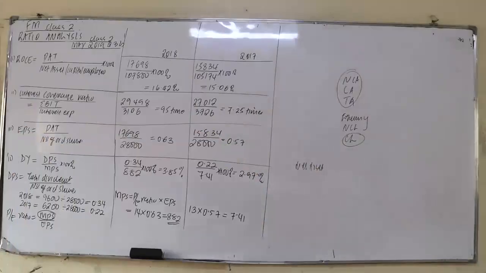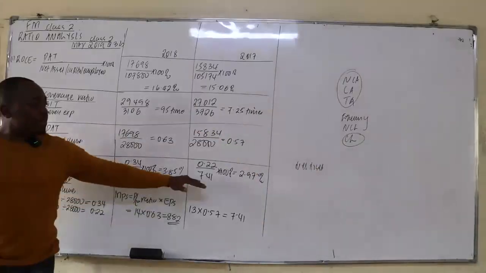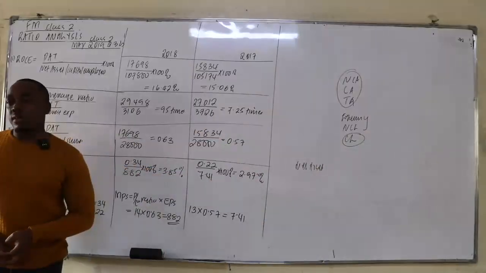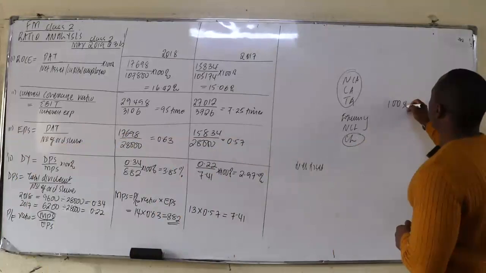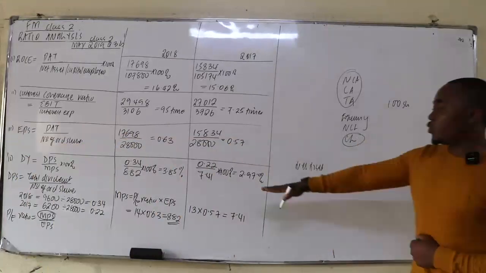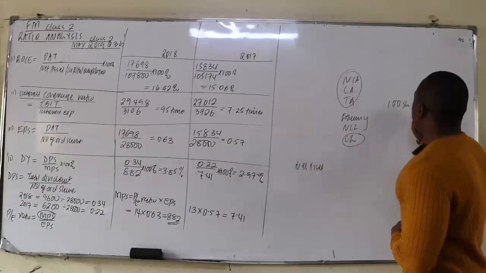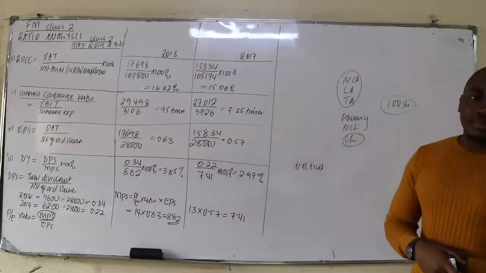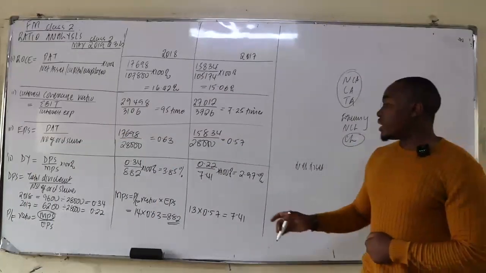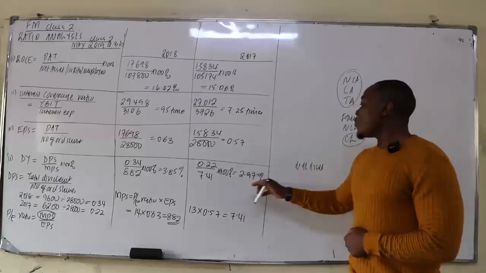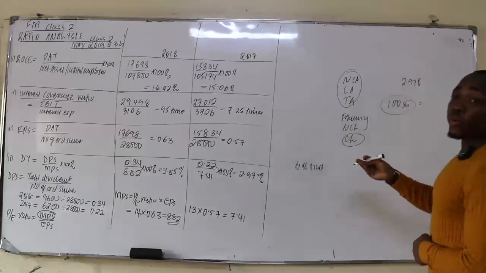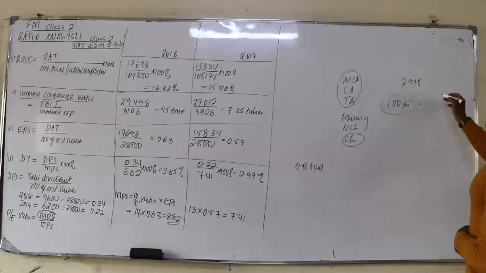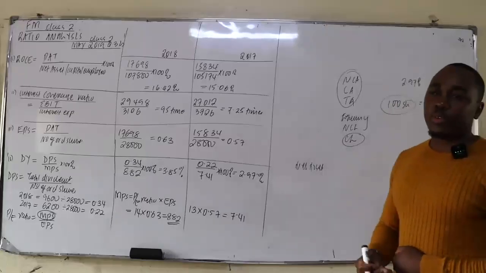So in short, it's trying to say that if the market price is 7.41, let me give you 100 shillings. If you buy one share now at 100 shillings, you will get an equivalent dividend of 2.97%. So that means automatically you earn a dividend of how much? You earn a dividend of 2.9 of 100. That's what we call the dividend yield.